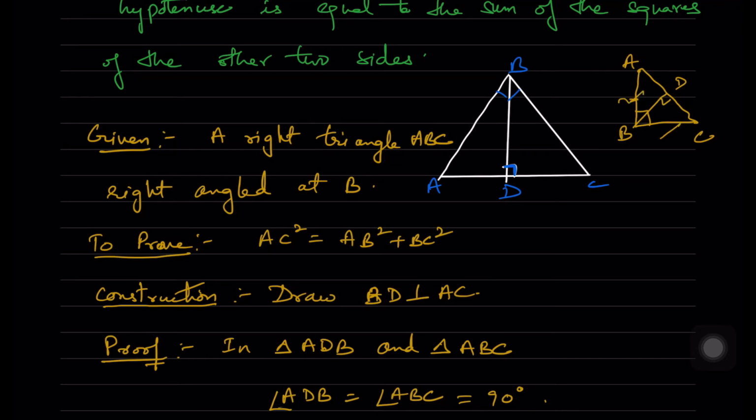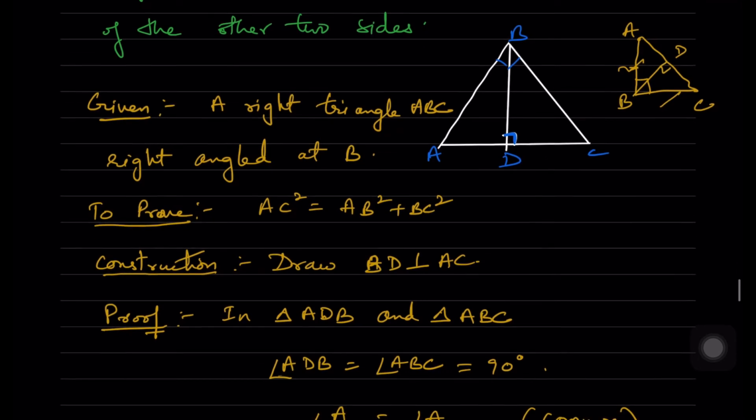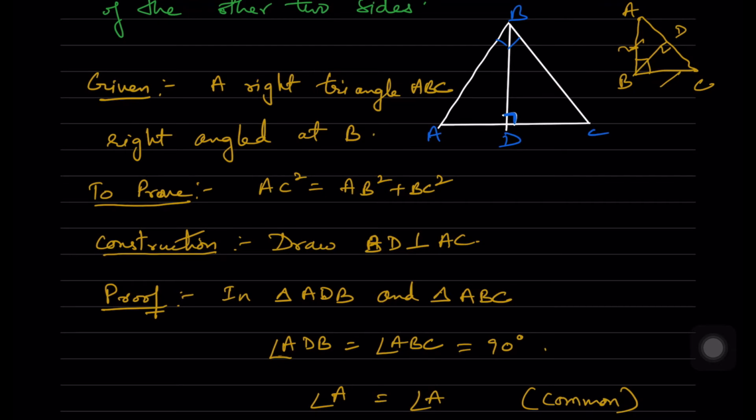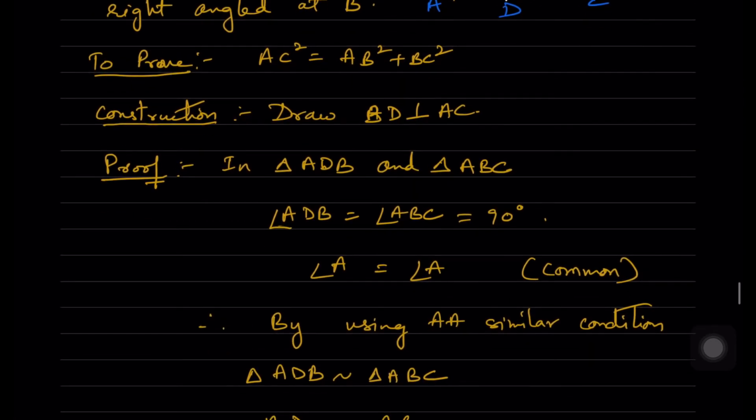Now we have to prove that. Draw BD perpendicular to AC. We are doing that construction. In the proof part, we are considering triangle ADB and ABC, the smaller one and the bigger one. In triangle ADB and ABC, angle ADB is equal to angle ABC, which is equal to 90 degrees, because this angle is 90 over here. And also angle A is equal to angle A, which is common. Therefore, by using the AA similarity condition, triangle ADB is similar to triangle ABC.